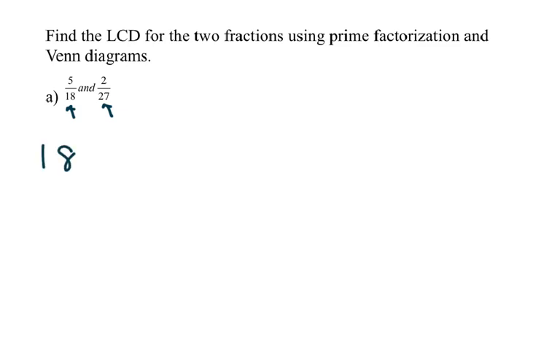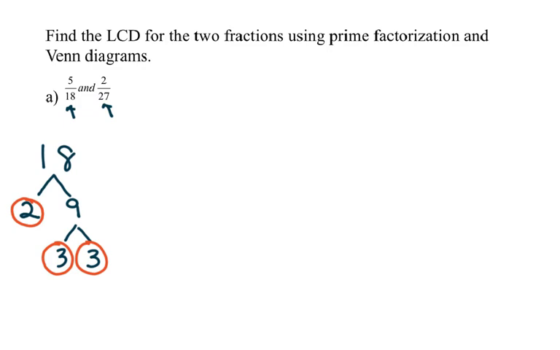18 can be broken down several ways. To start off with, I can multiply 2 times 9. 2 is a prime, so I'll circle that. 9 can be broken down further into 3 times 3, and both of those numbers are prime. And so I've gotten the prime factorization of 18.